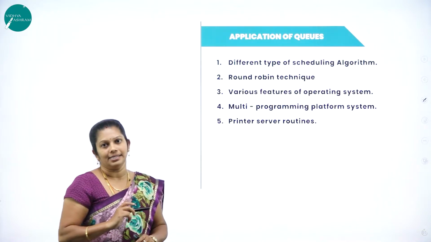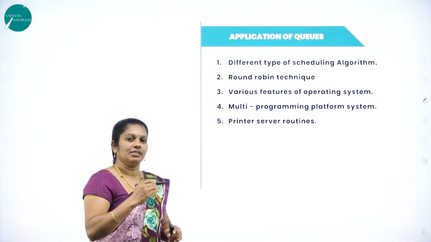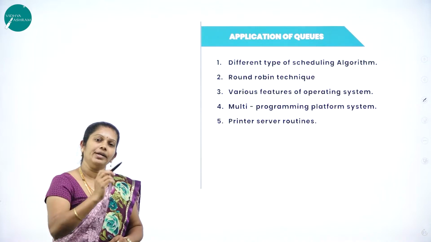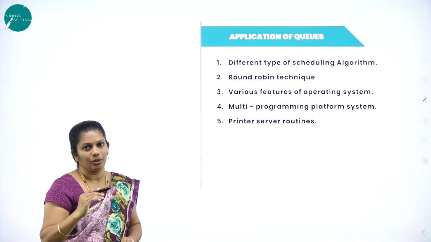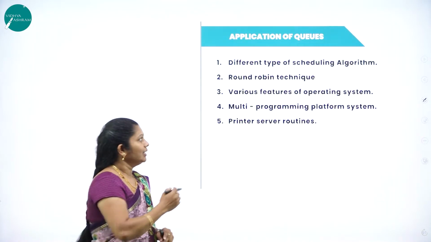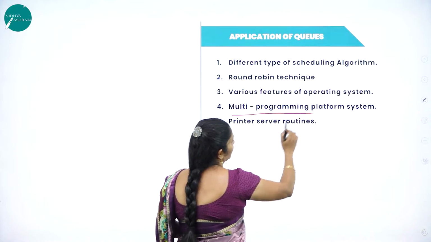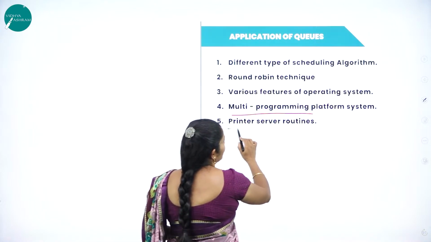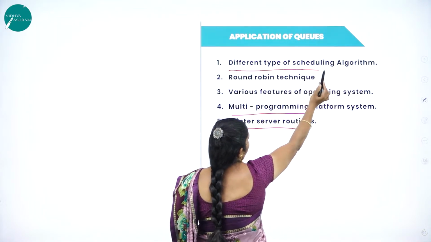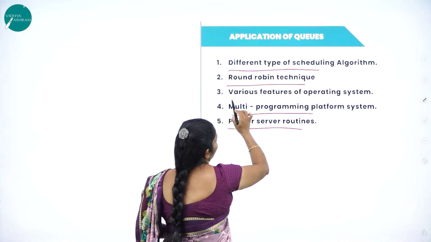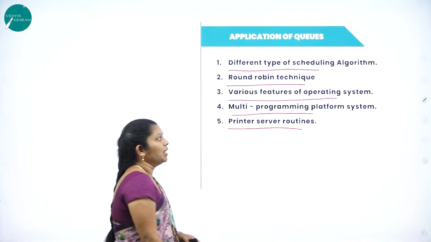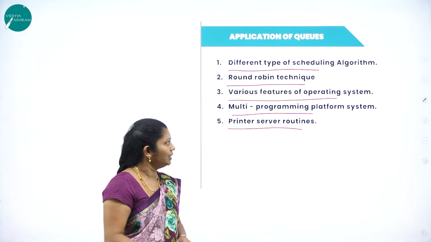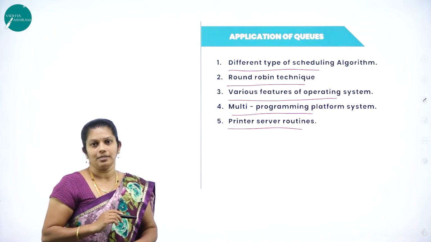of the operating system. In the operating system, consider we have several jobs, and all the jobs want to process. At that time, the operating system will decide which one has to execute, like first come, first served, like that. Then it is used in multi-programming platform systems also. Then it is used in printer server routines. Different types of scheduling algorithms, round robin technique, various features of operating systems, multi-programming platform systems, as well as this queue concept is used in printer server routines also.